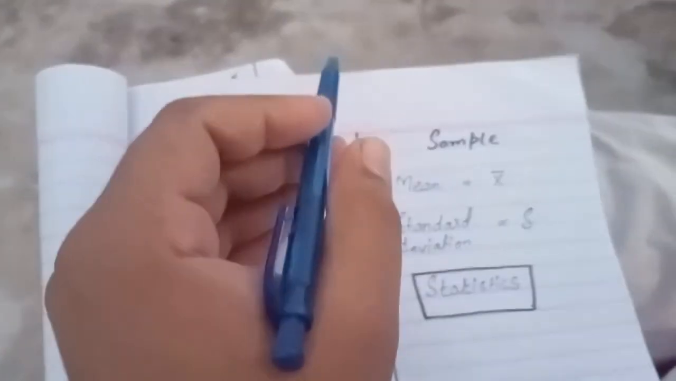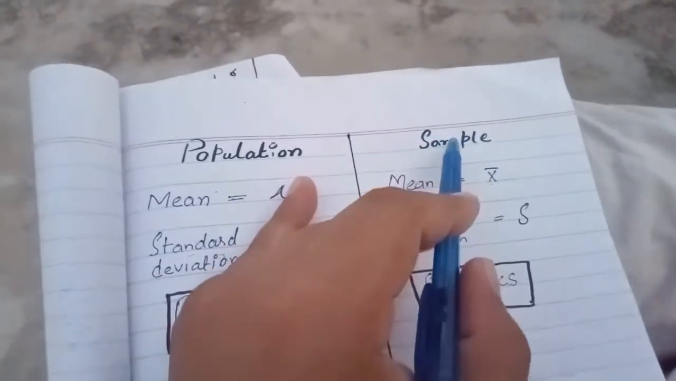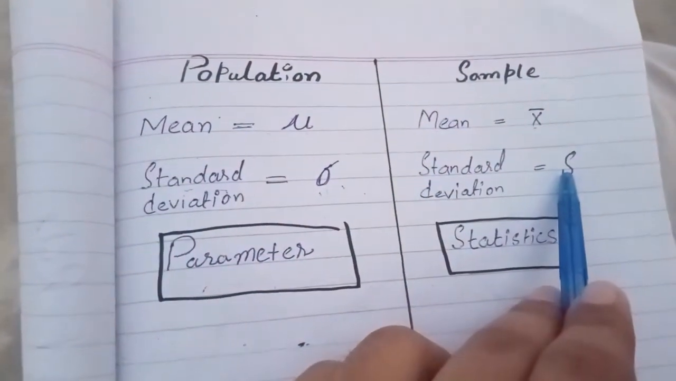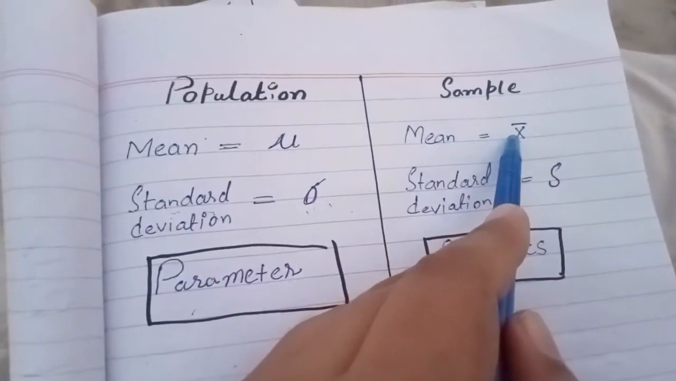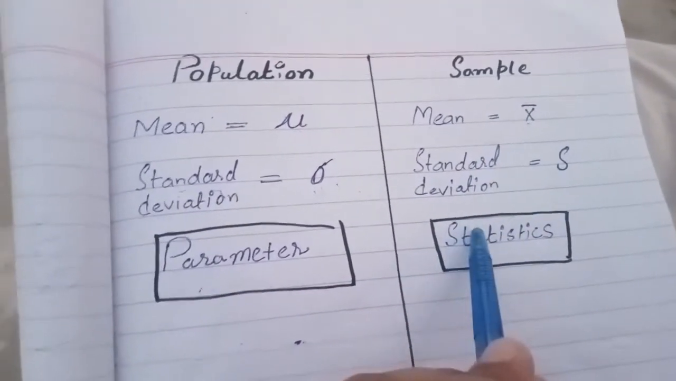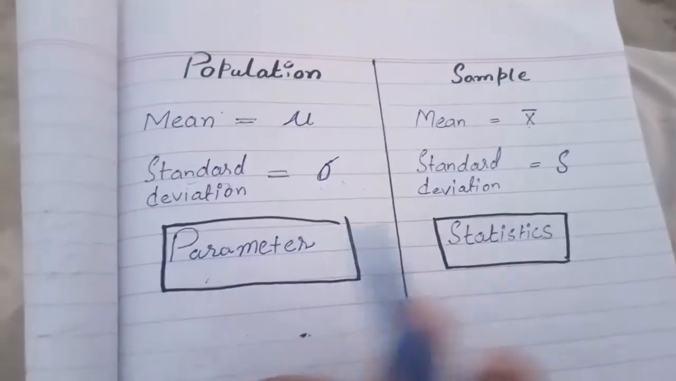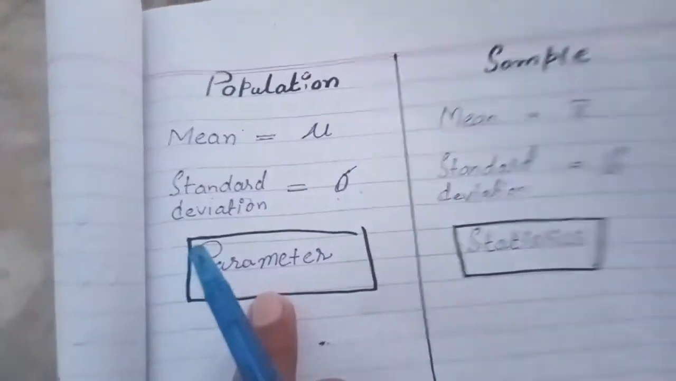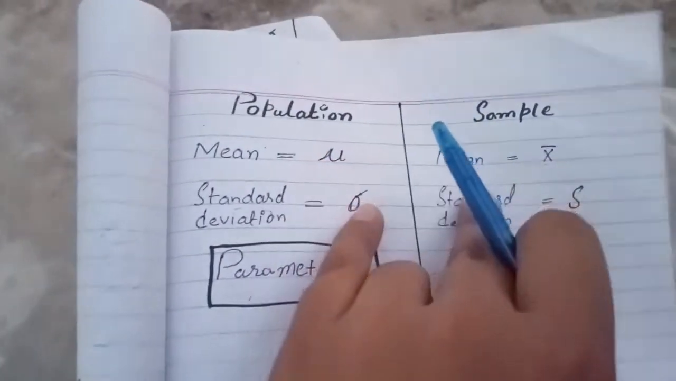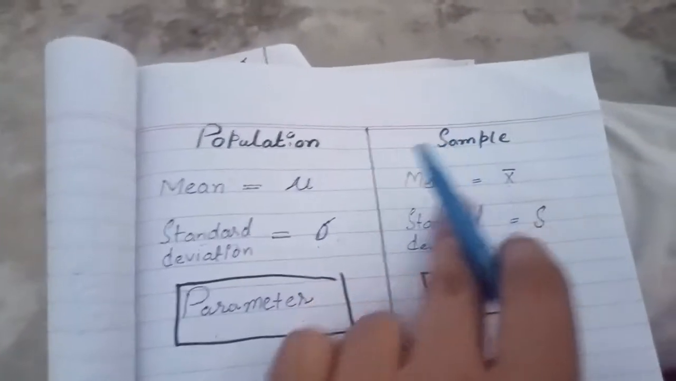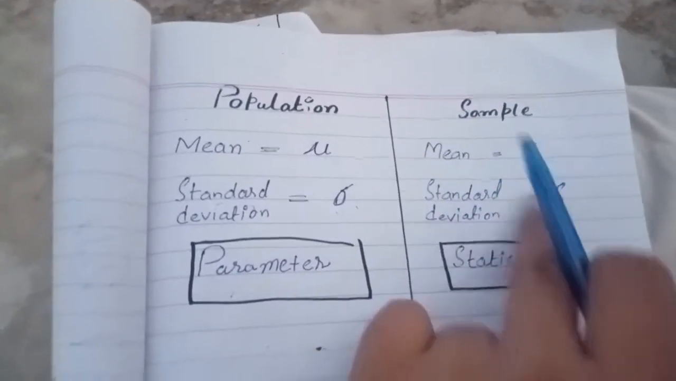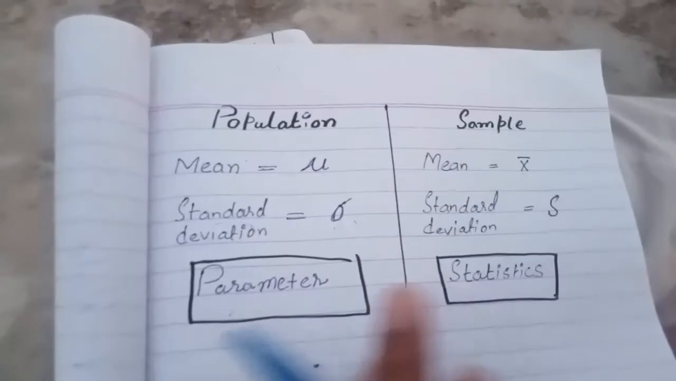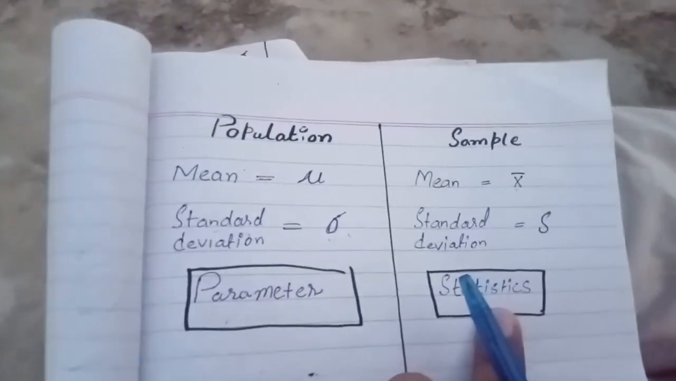If the normal distribution is taken from sample data, the sample mean will be x bar and the standard deviation will be s, and x bar and s will be known as statistics. So this is the basic difference between parameters and statistics. The mean and standard deviation from the population, mu and sigma, are known as parameters. If the data set is taken from a sample, the mean is x bar and the standard deviation is s, and these are known as statistics. That is the difference between parameters and statistics. So that is all about this video.